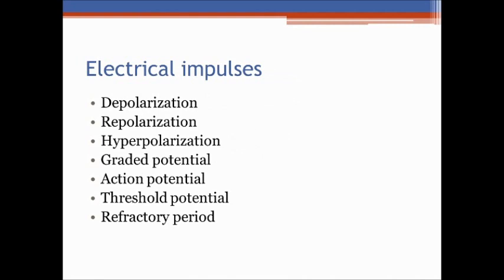Muscles contract due to action potentials. There are other types of potentials too, like graded potentials. These are a more localized form of action potentials, but action potentials are not graded potentials. Graded potentials only affect a small part of the plasma membrane, whereas action potentials affect the entire plasma membrane.